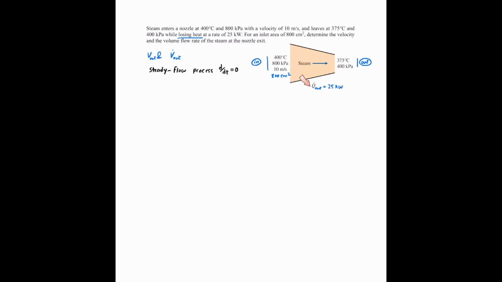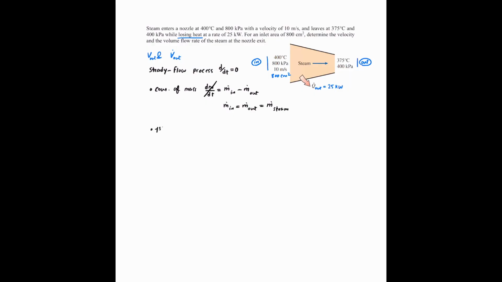So I need to work with conservation of mass and conservation of energy, or the first law, in rate forms to solve the problem. I'm going to start from conservation of mass. dm/dt is equal to m dot in minus m dot out, since there is one inlet and one outlet. For steady flow processes, the left-hand side is 0, so m dot in will become equal to m dot out, and I'm going to call it the mass flow rate of steam.